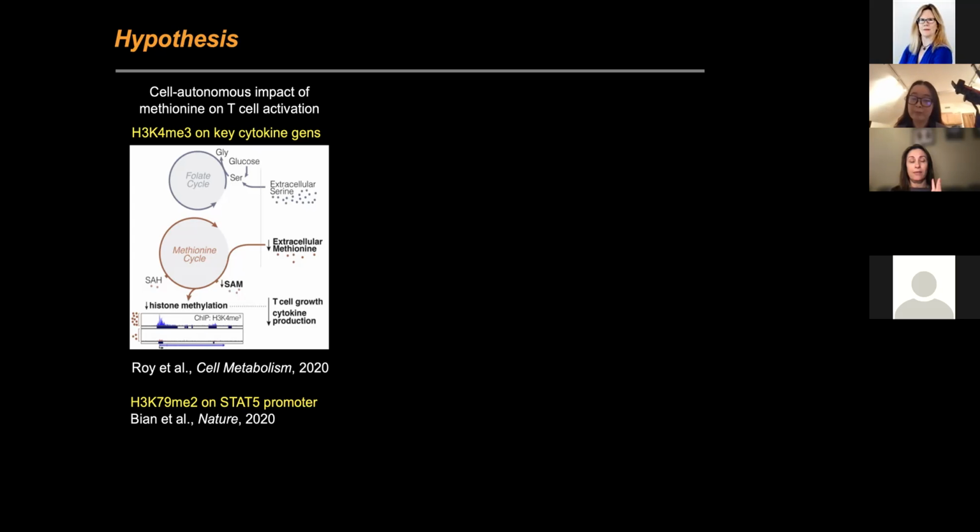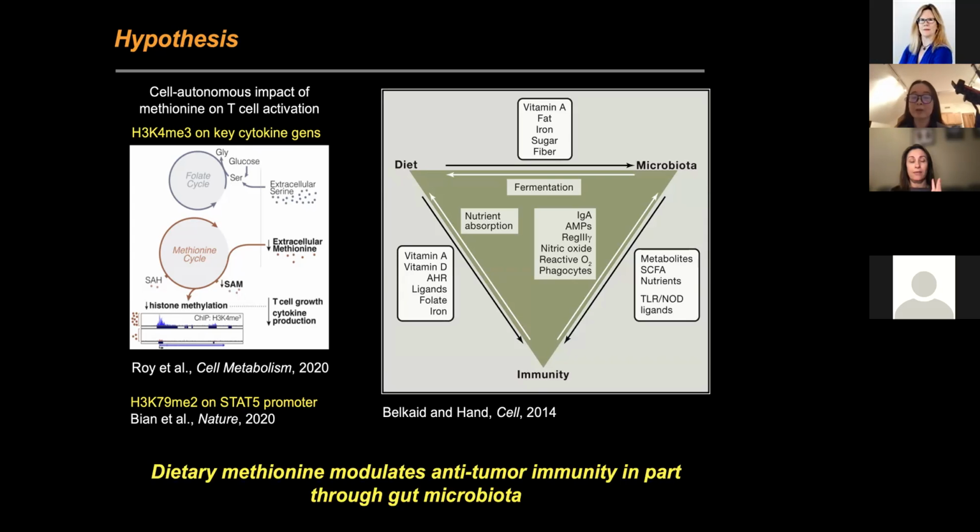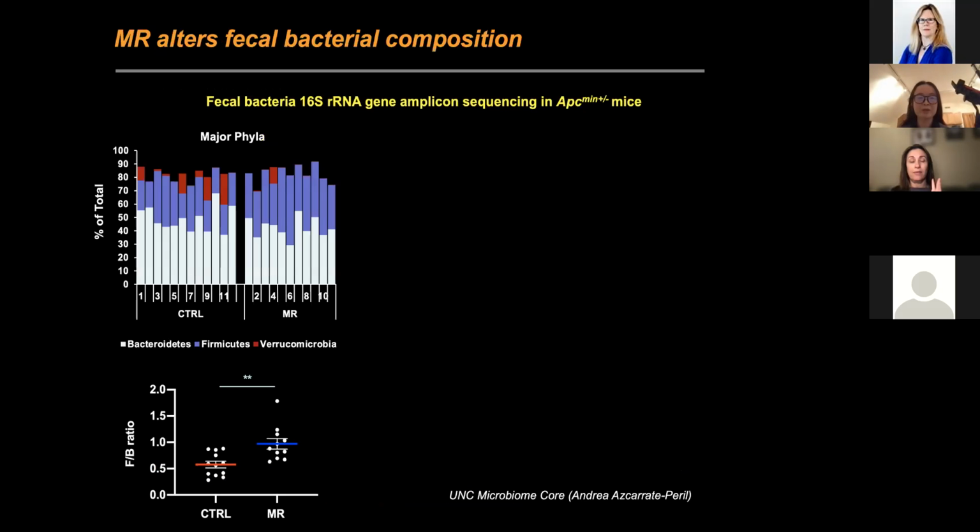But since we have microbiota in mind, we were very happy to see that it had been reported that gut microbiota can interact with diet to dramatically regulate immunity. So we hypothesized that dietary methionine may modulate anti-tumor immunity, at least in part, through modulation of gut microbiota. To test our hypothesis, we first analyzed whether methionine restriction can really alter bacterial composition in animals. The answer is yes. Again, Andreas Kohl did this sequencing for us.